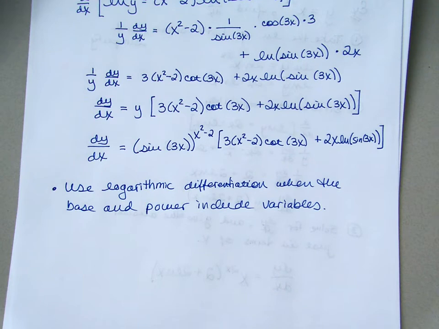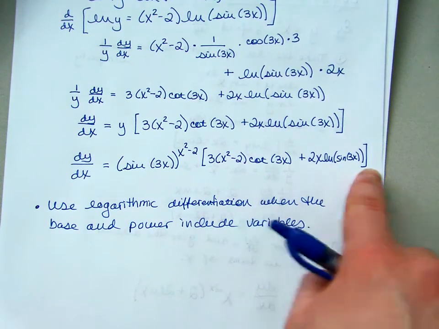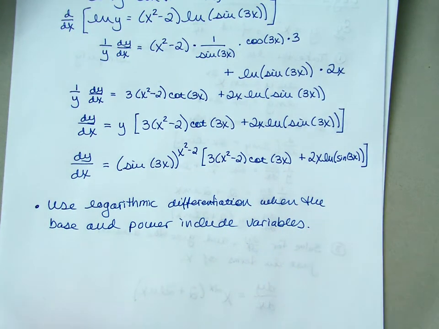Would you want us to pull sine of 3x out, and then it would be sine 3x to x squared? Okay, well, we can't. This is not a sine 3x. This is a natural log of the sine of 3x. It's inside. No. Just leave things.